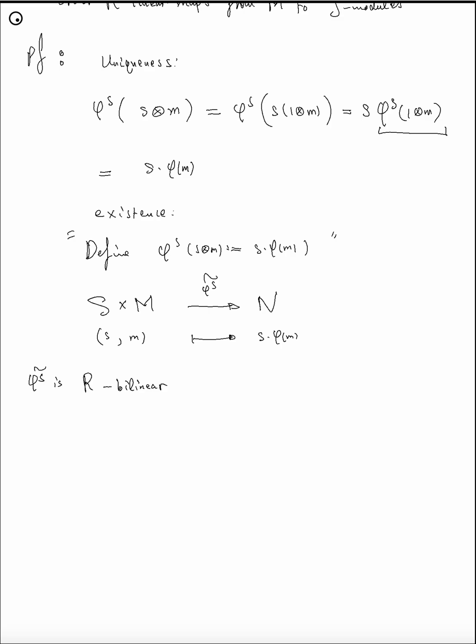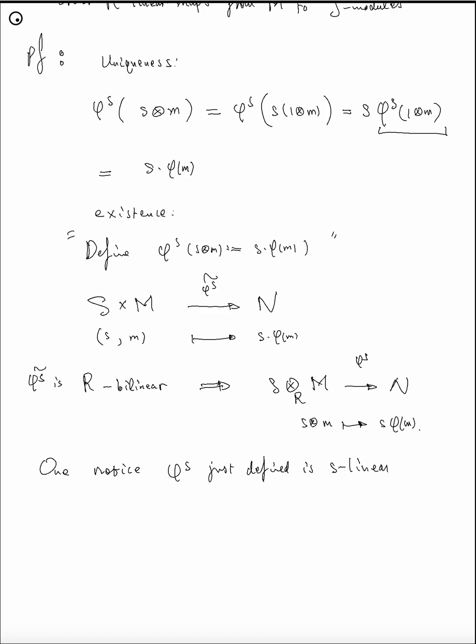Not S bilinear, because M is not an S module, this is R bilinear. So this implies there exists a map from S tensor over R M to N. Let's call this phi S, mapping s tensor m to s phi m. Notice now it makes sense to talk about S linear. Just define it as S linear, because the S module structure is only on the first component, so it's compatible. And one checks this mixed diagram commutes.